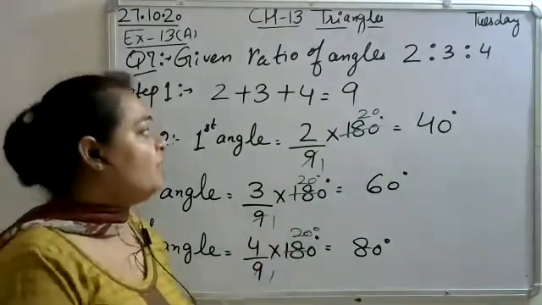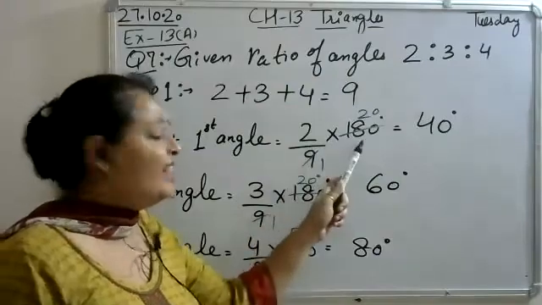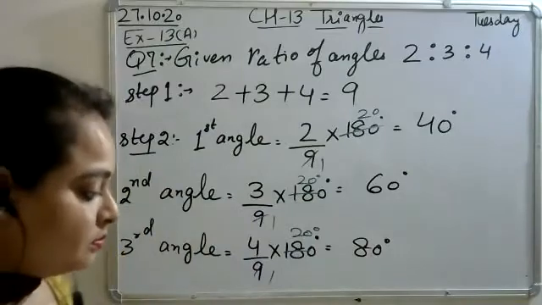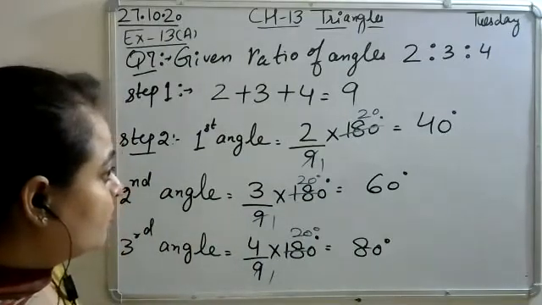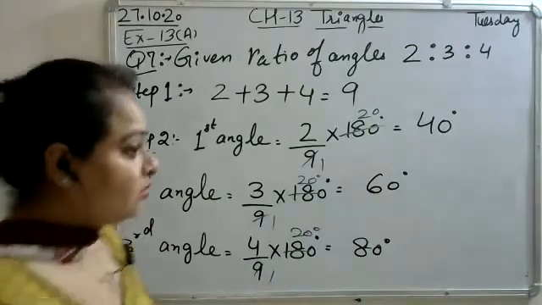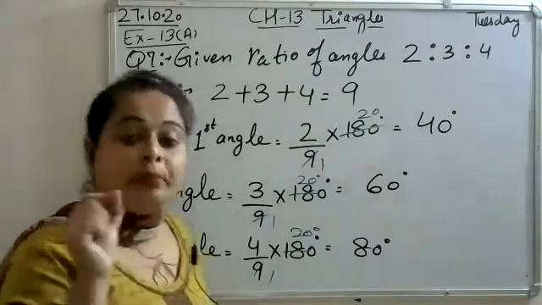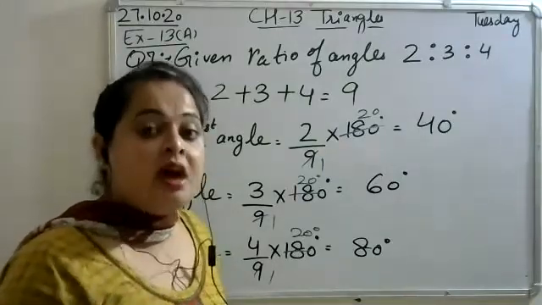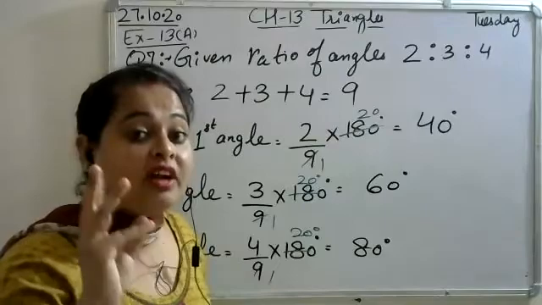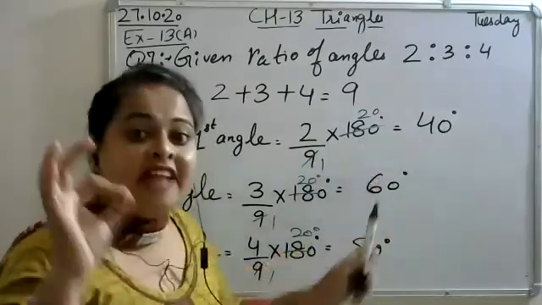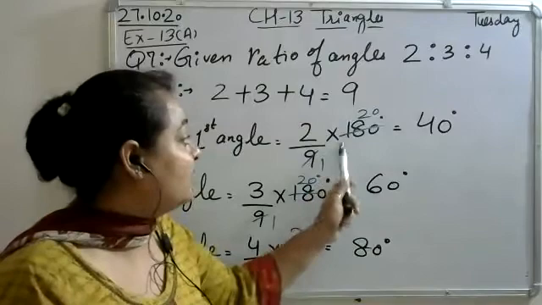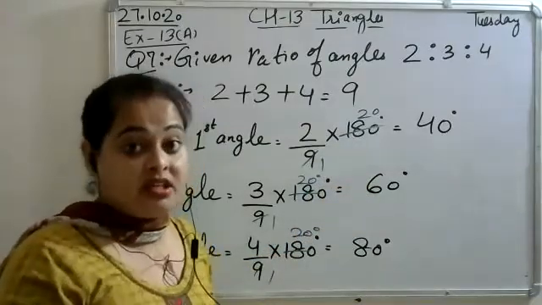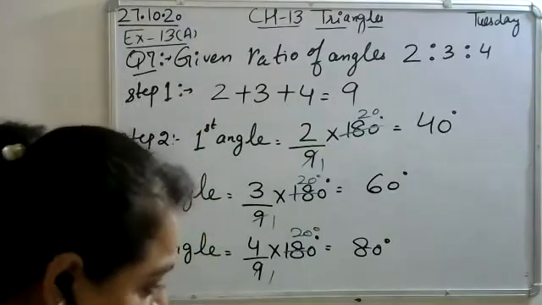Yes, yes. Harshika, tell me why we will multiply here with 180 degree, not by any other number. Ma'am, because the sum of the angles of a triangle is 180 degree. Very good, because the property, angle sum property. What is the angle sum property? The sum of three angles of a triangle is 180 degree. That's why we will multiply this with 180 degree. This is the reason, and you have to know the reason. Okay, very good. Well done.